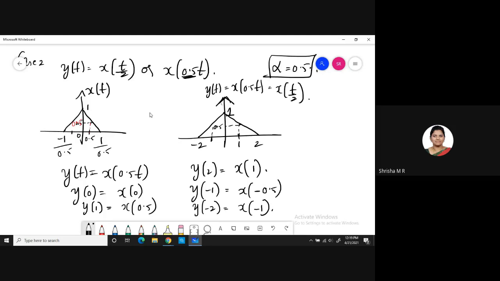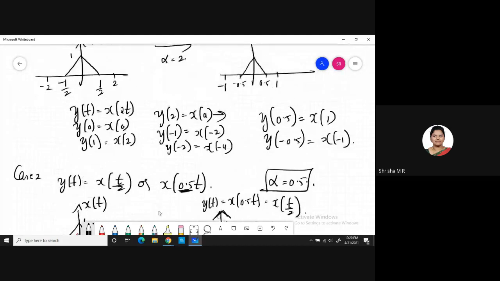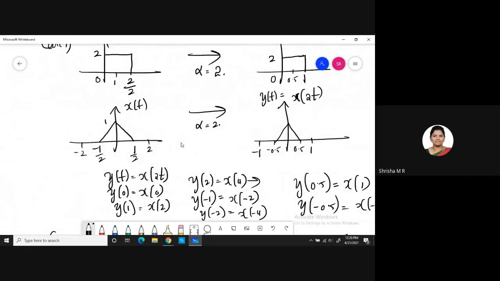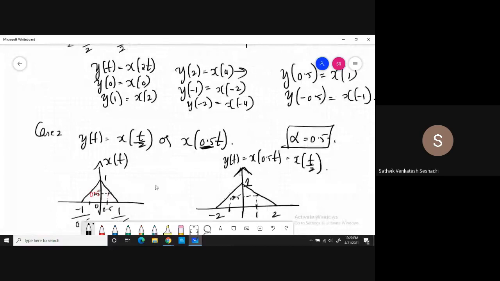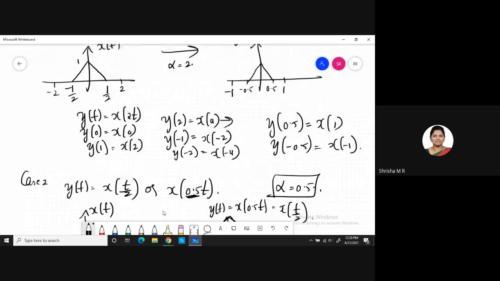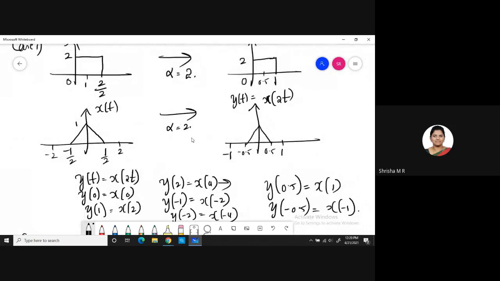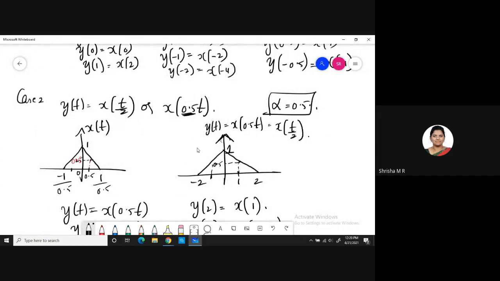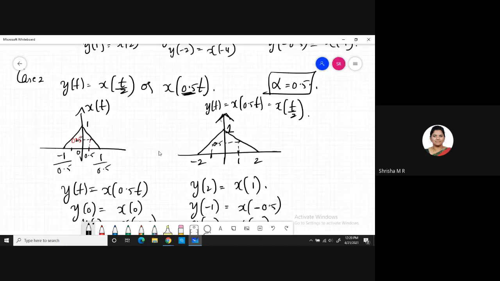So what did you understand from this? Basically, what did you understand from scaling? Ma'am, it's compressed or scaled to a greater or lesser value according to the scaling factor. Yeah, if you have a function and you scale it by an integer, you get the compressed version. If you have a function and you scale it by a fraction, you'll get an expanded version. Clear? Is it clear, everyone?